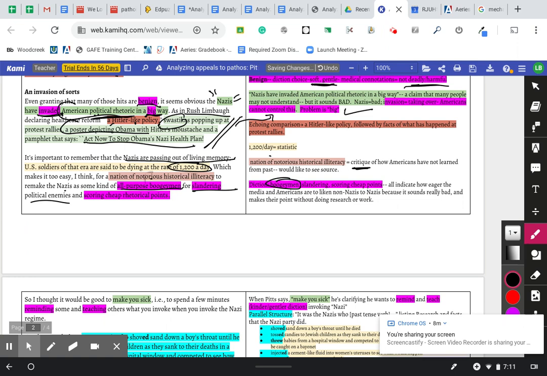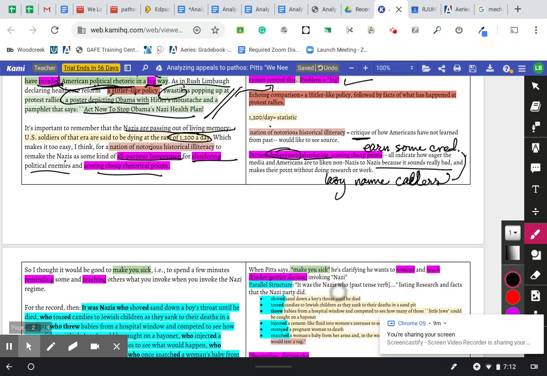Whenever you don't agree with someone's point, you just say, "Yeah, you're a Nazi." And so slander is to put them in a bad or negative light. And why do we do that? To score cheap rhetorical points, to earn some kind of credit or credibility. But really all we're doing is just slapping a name. Really what he's arguing is that Nazis sound bad and make their point without doing the research, that really we're just lazy name callers. And that's my point. And so he's saying that's maybe not so great.